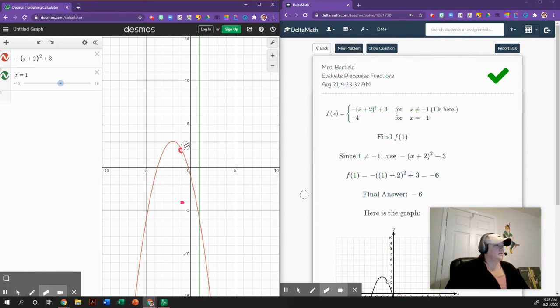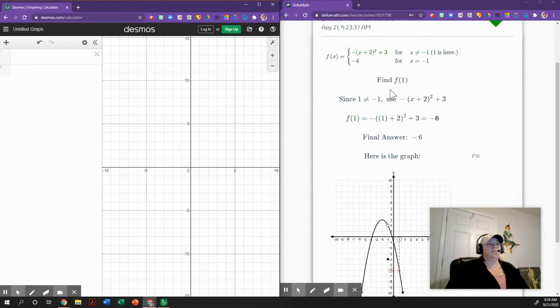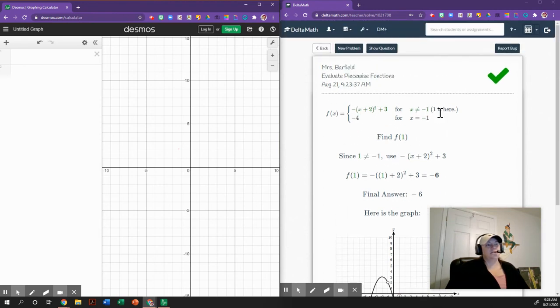So let's erase what we've done so that we can do a new problem. And you can see for f of 1, see the explanation he gives up here? The 1 is up here because it's telling you x does not equal 1, but as long as it equals anything else, you can pick anything else.